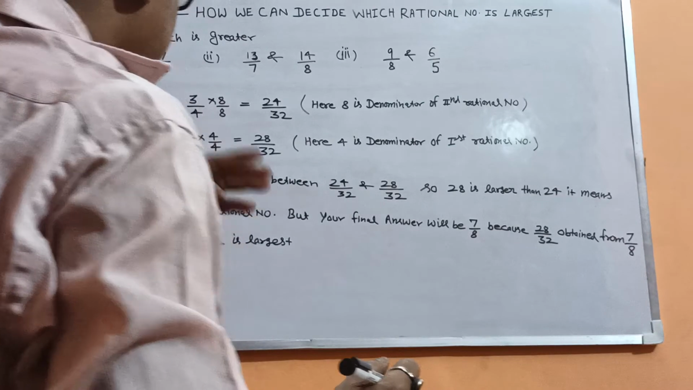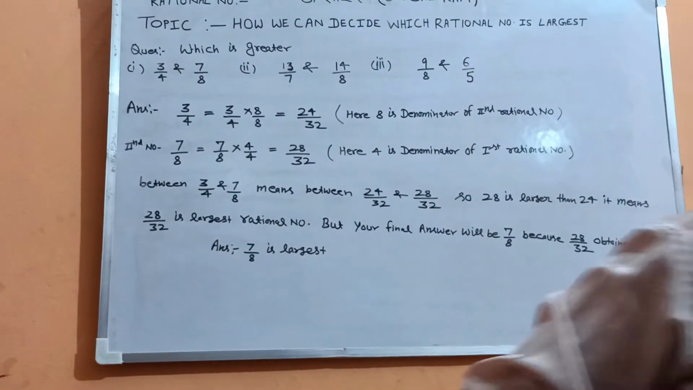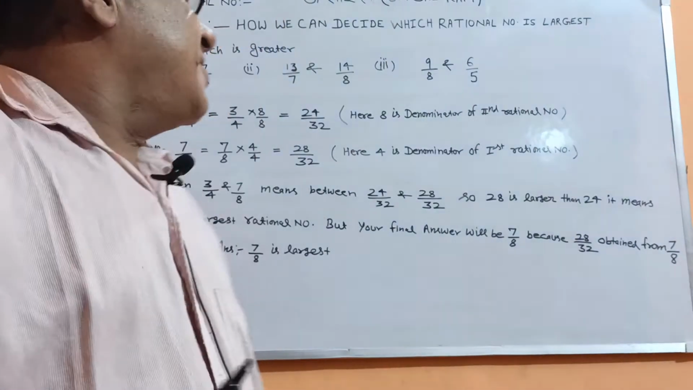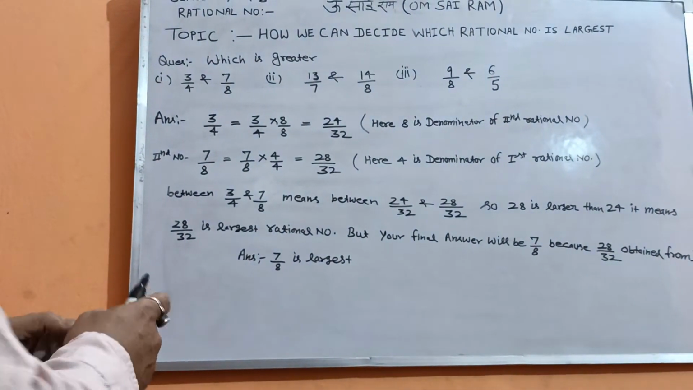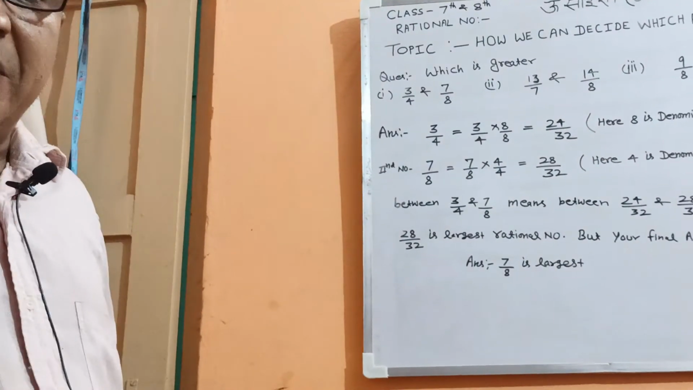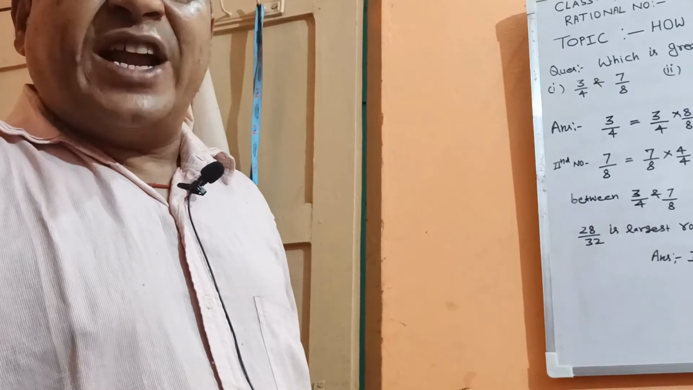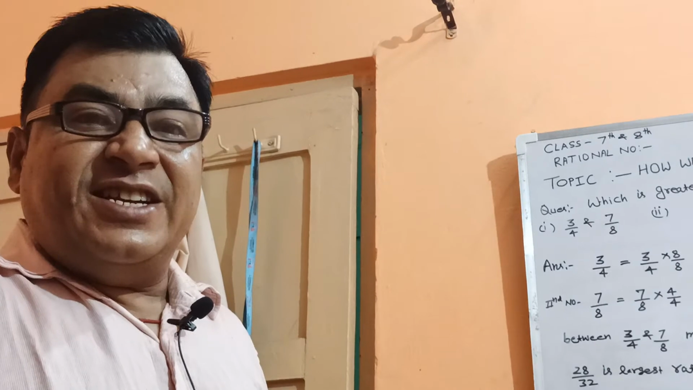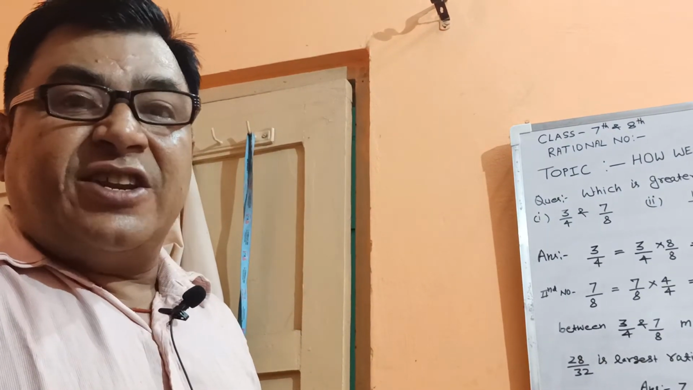Similarly, we will discuss 13/7 and 14/8. Second problem, we have to decide which rational number is largest, 13/7 or 14/8. The second problem I am going to solve in an easy method so that all the 7th and 8th class students easily understand how to decide which rational number is greater.